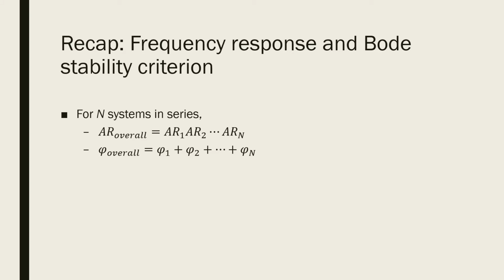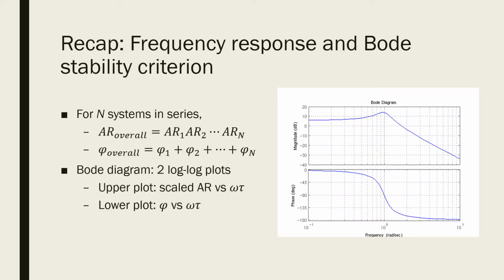The frequency response of n number of systems in series is given as follows. The overall amplitude ratio is the product of amplitude ratios of all n systems, and the overall phase angle is the sum of phase angles of all n systems. The Bode diagram comprises two log-log plots. The upper plot is the scaled amplitude ratio versus omega tau, and the lower plot is that of the phase angle versus omega tau.